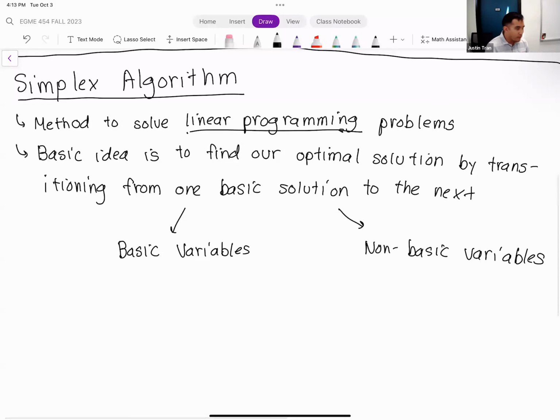We went over the definition for basic variables and non-basic variables last week, but basically the upshot, the most important thing to consider when you're doing the simplex algorithm, is that our basic variables, or their values at the end, are going to be non-zero, whereas our non-basic variables are going to be zero.